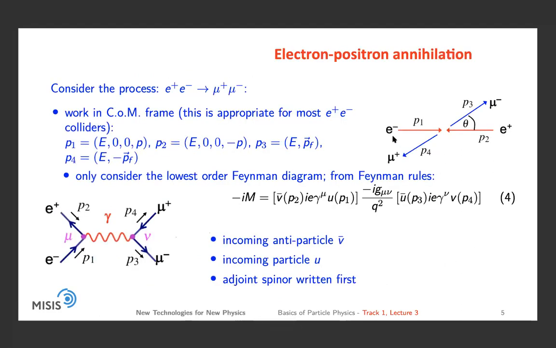Now let's consider a process where e+ e- goes to μ+ μ- and work in the center of mass frame. And we will be considering the lowest order Feynman diagram. So here we can write down the matrix element following the Feynman rules, and we will denote the incoming antiparticle v bar, incoming particle u, and we should remember that an adjoint spinor is always written first. So you have here v bar, and here you have u bar written first.